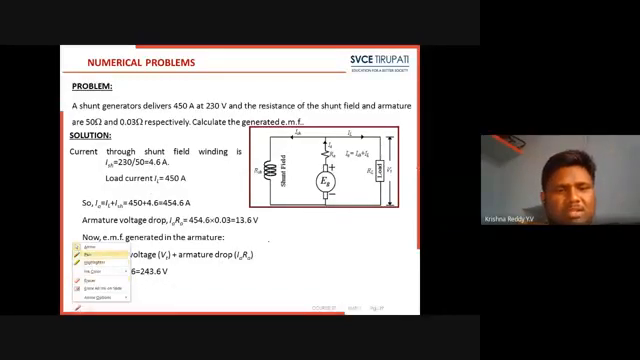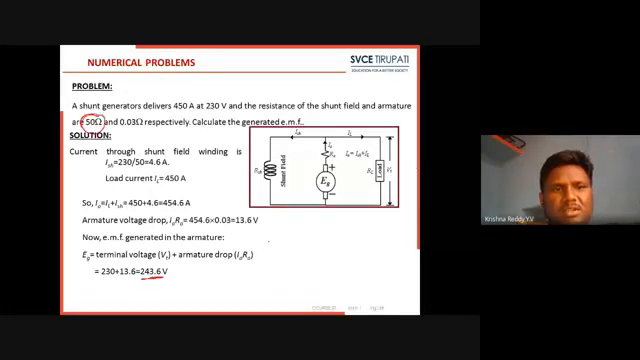The calculation value was wrong. Actually, it is 243.6. In place of armature resistance, we were keeping the shunt resistance value. Here we need to substitute the armature resistance. EZ is equal to IA into RA plus V. Its value is 243.6 volts.